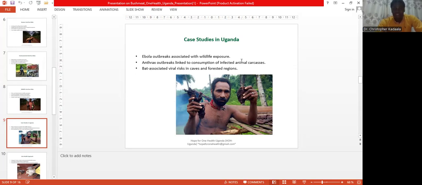Anthrax outbreaks linked to consumption of infected animal carcasses. This was currently encountered in Western Uganda. Yeah, we had the anthrax outbreak, and it really affected the socio-economic environment space of the country. But associated risks in caves and forested regions. I have shared a photo of someone that has slaughtered and is ready to consume a piece of wild meat, and that's very common this side.